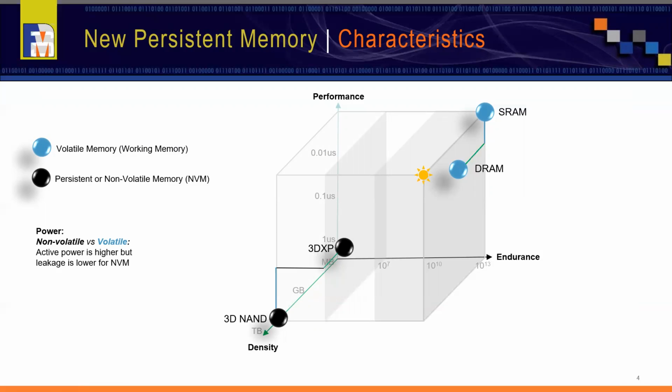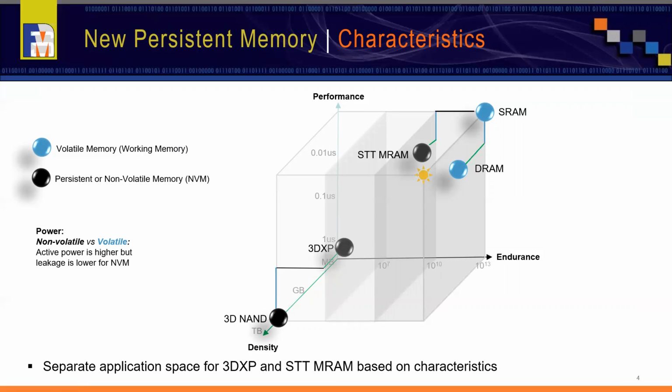Both DRAM and SRAM have unlimited endurance, with DRAM sacrificing performance for density. Then if you add in STT-MRAM, it shows up closer to that corner with density less than 3D Crosspoint, but with better performance and endurance expected. So they do have different application space based on their characteristics.